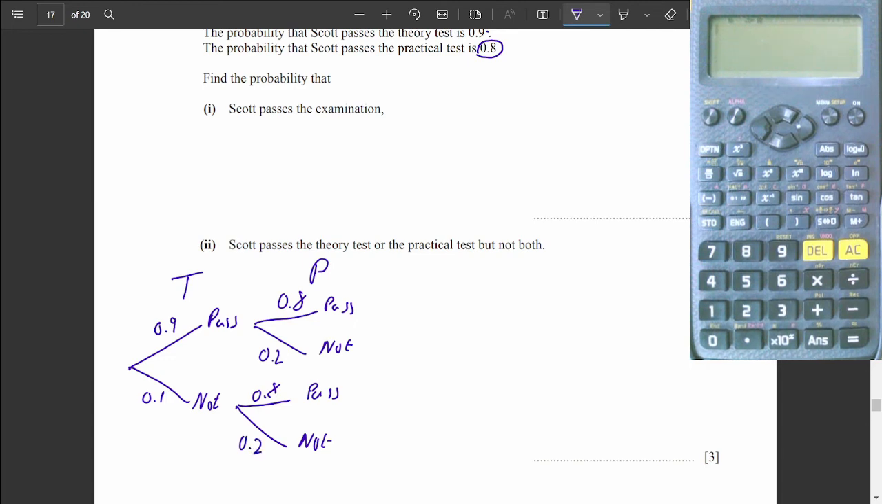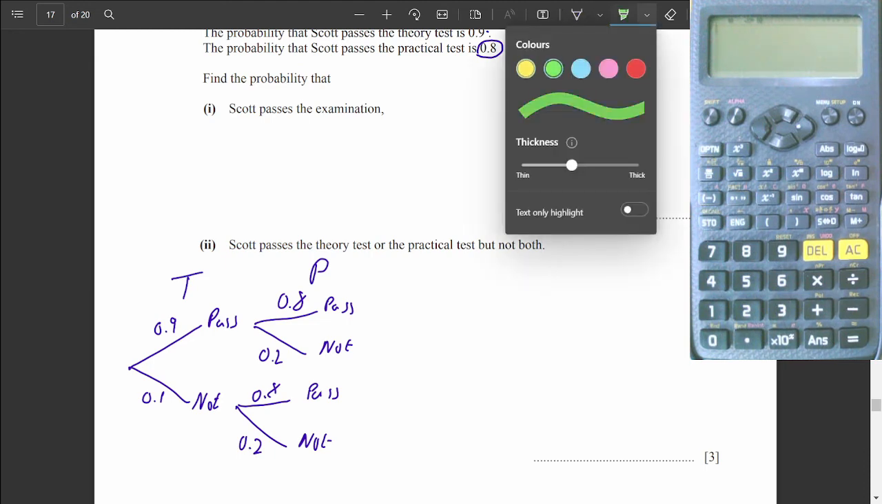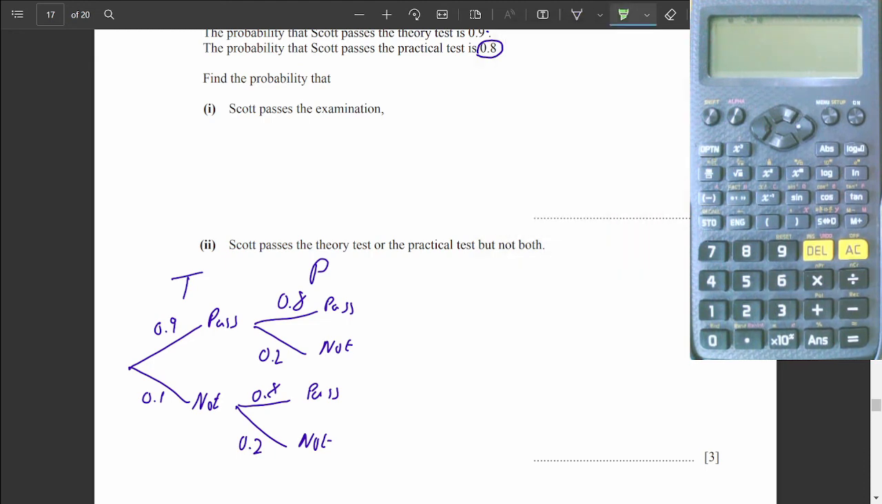Right, so the first one says, what is the probability he passes the exam? So he needs to pass both, of course. So we're going to have to follow this path. Pass, pass. When we move along a tree diagram, both things have to happen, the 0.9 and the 0.8. So we need to multiply it together. And that will give us a probability of 0.72. Of course.